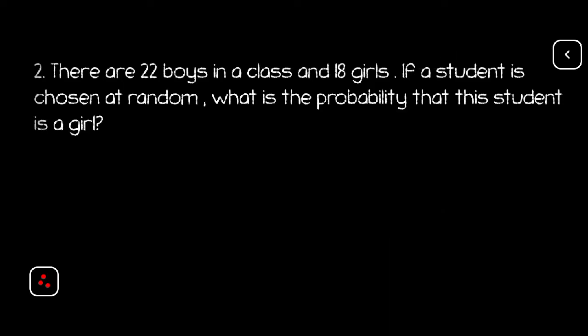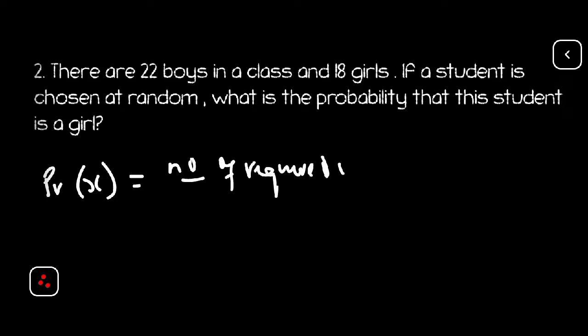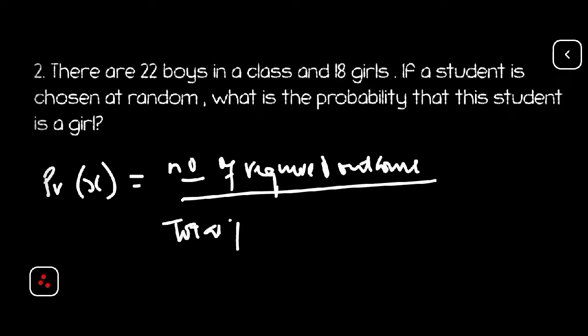Now, what about this question? If there are 22 boys in a class and 18 girls, if a student is chosen at random, what's the probability that this student is a girl? For this question, you still need to understand the formula. Please remember, I didn't mention it in the last question. The probability formula, as usual, is the number of required outcomes over the total possible outcomes. All right, so let's just establish that again.